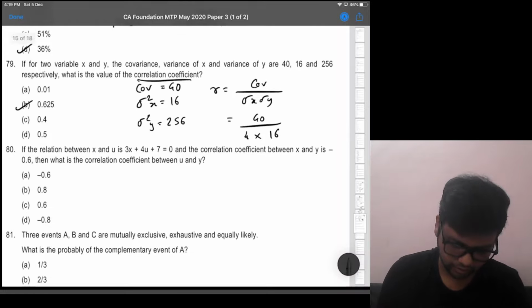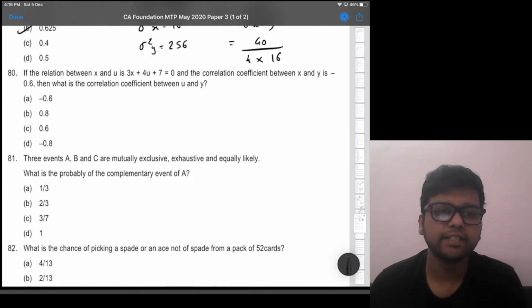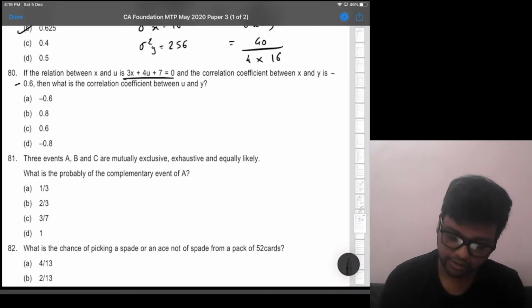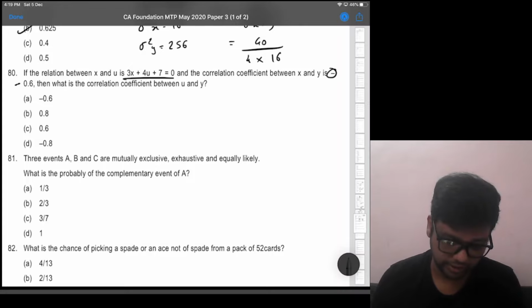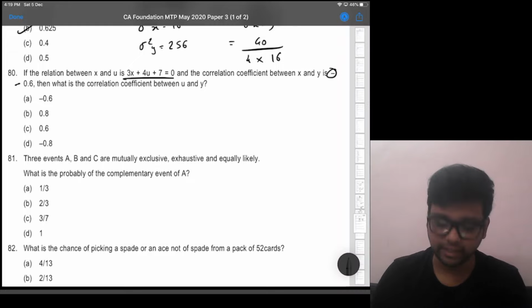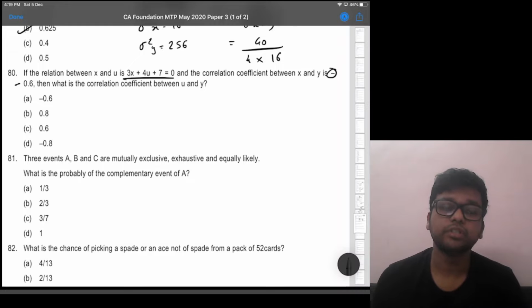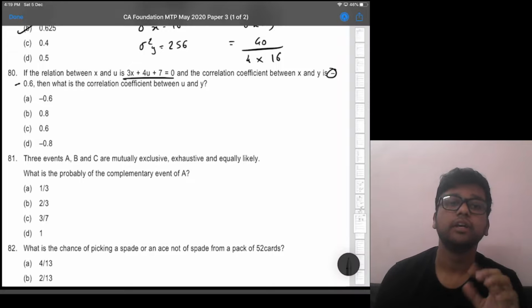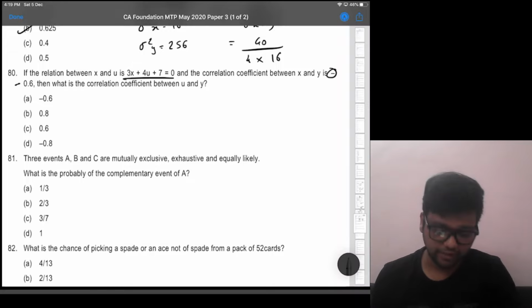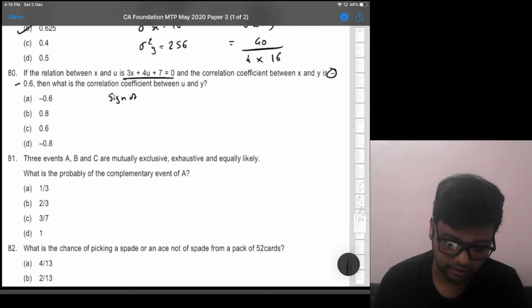Next, question number 80. If relation between x and u is this, and correlation coefficient between x and y is minus 0.6, okay, the minus that has gone there, minus 0.6. What is correlation between u and y? Okay, correlation coefficient. Always understand, if we want to check for correlation coefficient, it is not affected by change of origin. First of all, it is not even affected by change of scale's value, that is magnitude. It is only affected by sign of change of scale.